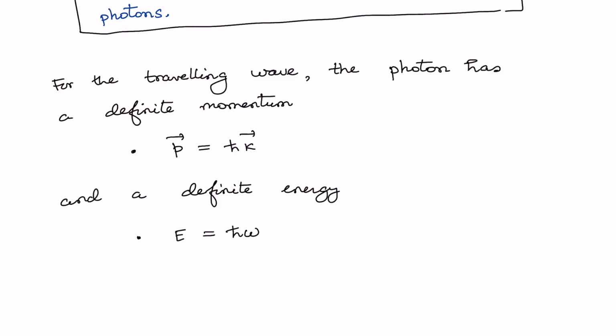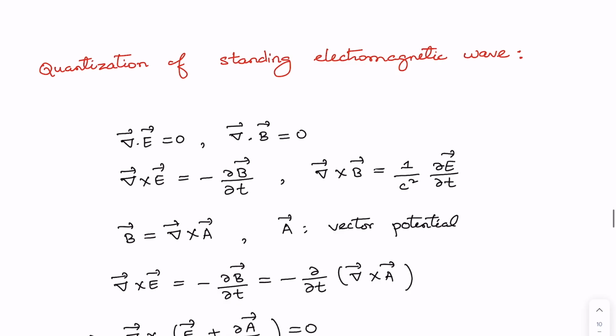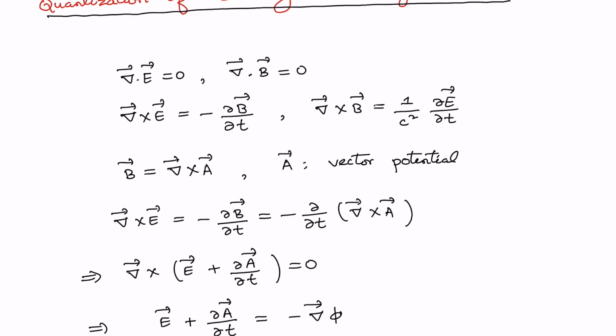Now the question is, what about an electromagnetic wave confined to a cavity? What about its quantization? Because you know that light confined in a cavity forms a standing wave. So let me take you through the quantization procedure of a standing electromagnetic wave. To do that, let me begin by writing the Maxwell equations first.